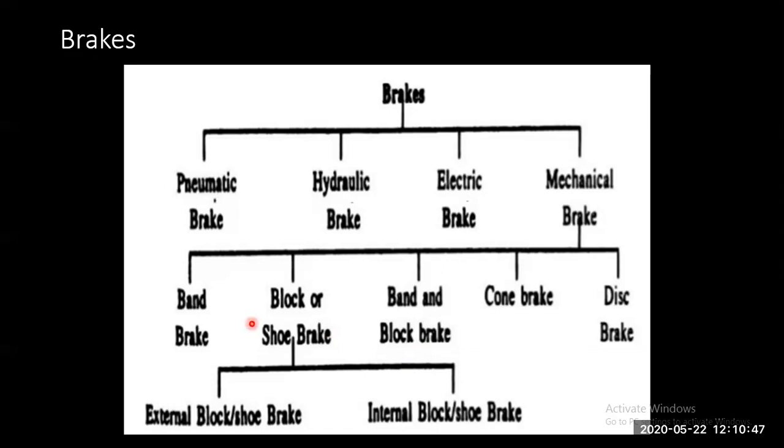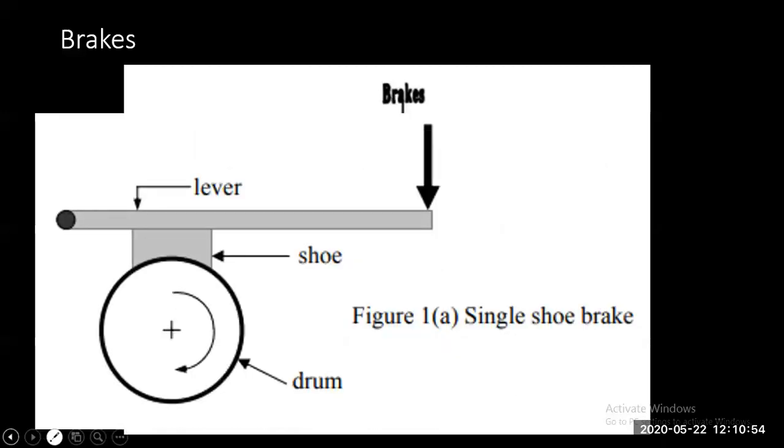The band brake, band and block brake, and the shoe brake. And here also you have subdivisions, external and internal. So the one which I showed you was external. Similarly, you can put the same shoe inside, and you can put some spring mechanisms, and engage that using a lever of similar kind, and that is called an internal. Most trucks nowadays use internal, but the mechanism is the same.